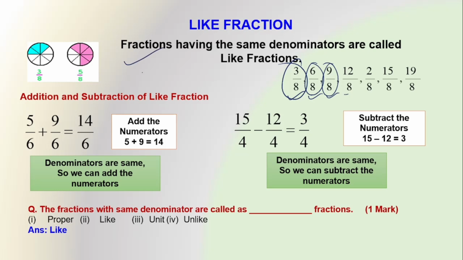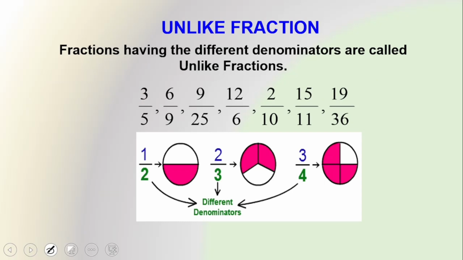This is important. Remember, fractions having the same denominator are called like fractions. And also remember, these like fractions can be added or subtracted. Now, fractions with the same denominator are called dash. Simply, this is a very, very important question. The answer is like. Next, unlike fractions. Simple: fractions whose denominators are different are called unlike fractions.